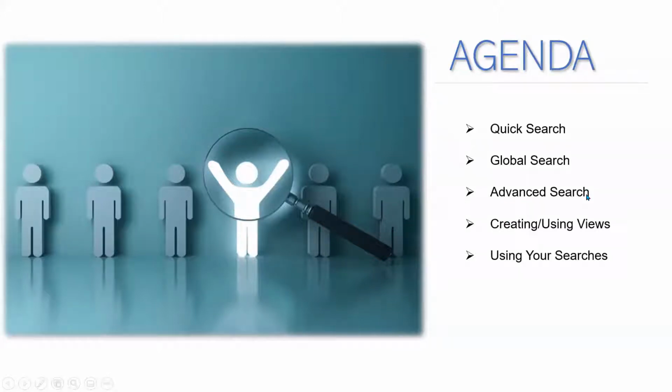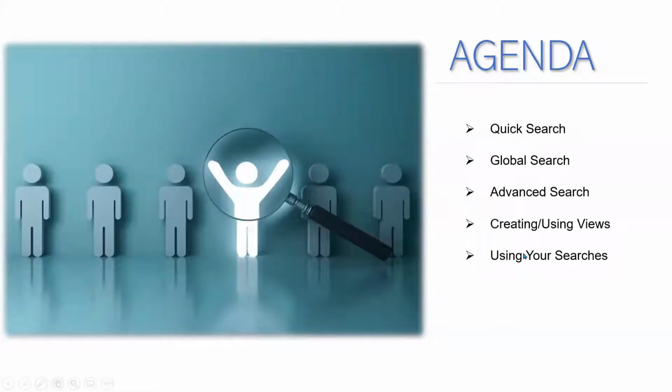Then advanced search. This is where you can do all kinds of different types of searches using different criteria. The advantage to using advanced search is once you've created that filter, you're able to save it as a view. And then it becomes part of a drop-down list, and you just simply go to that view and run the filter, and you don't have to recreate it every single time you want to do the same search.